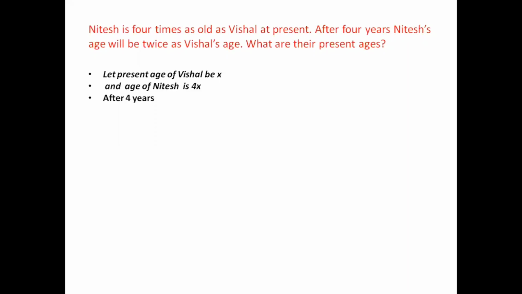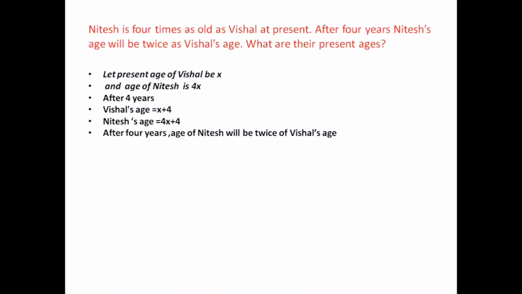So first we will add 4 in both of their ages. Here Vishal's age, that is present age, is x, and we'll add 4 years. So after 4 years Vishal's age will become x plus 4. The same way after 4 years Nitesh's age will become 4x plus 4, as Nitesh's present age is 4x, so after 4 years it will become 4x plus 4.